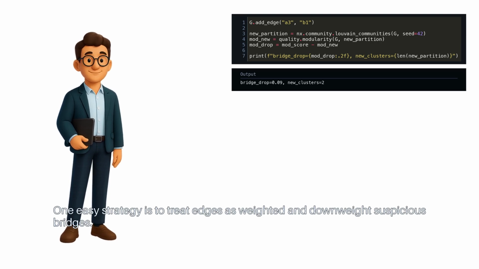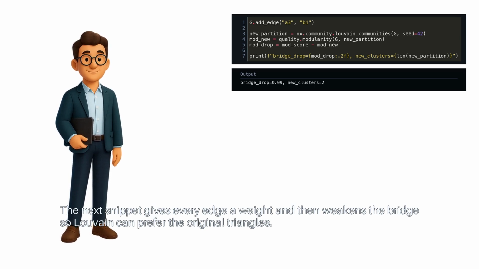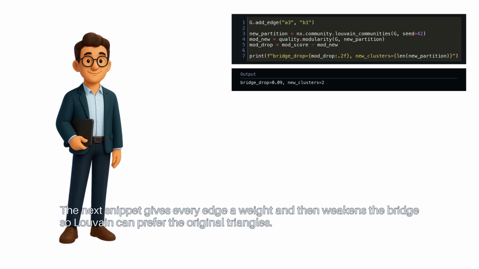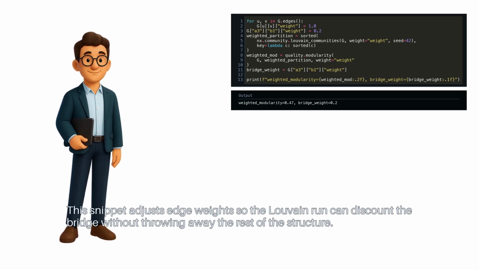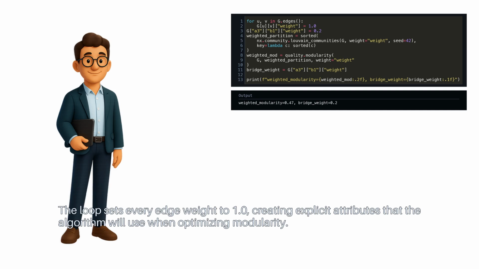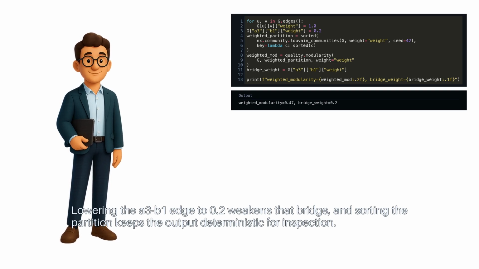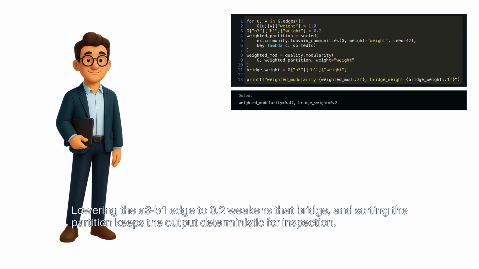Small connectors are common in real networks. One easy strategy is to treat edges as weighted and downweight suspicious bridges. The next snippet gives every edge a weight and then weakens the bridge, so Louvain can prefer the original triangles. This snippet adjusts edge weights so the Louvain run can discount the bridge without throwing away the rest of the structure. The loop sets every edge weight to 1.0, creating explicit attributes that the algorithm will use when optimizing modularity. Lowering the A3-B1 edge to 0.2 weakens that bridge, and sorting the partition keeps the output deterministic for inspection.